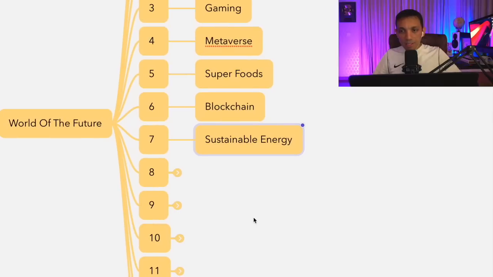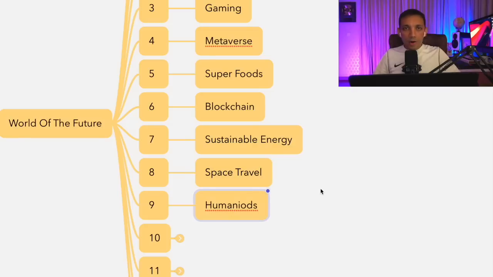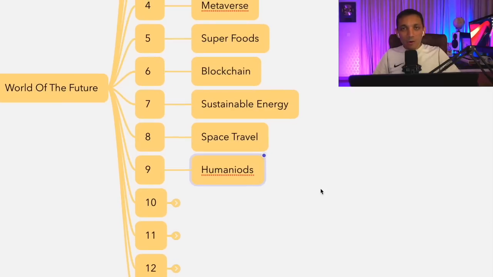Sustainable energy is going to be the talk of the town because everybody is looking at how they can make the world more sustainable. We are going to talk about space travel. Again, that's why Elon Musk is playing this game here, be it Tesla, be it SpaceX. Number nine, looking at humanoids, Neuralink, and how technology can interface with humans and in our bodies. Already there are a lot of tracking devices that are going into humans to track what we do. So we're going to see more of this.